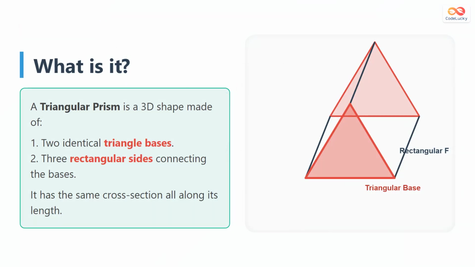So, what exactly is a triangular prism? It is a three-dimensional object made of two identical triangular bases that are connected by three rectangular sides. Because the bases are triangles, the shape keeps the same triangular cross-section along its entire length.